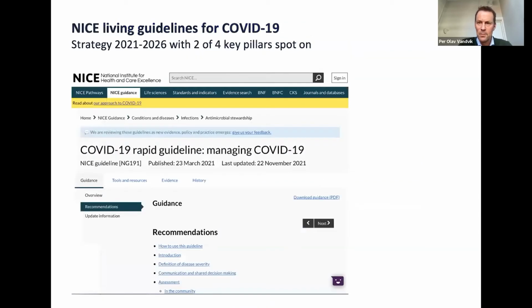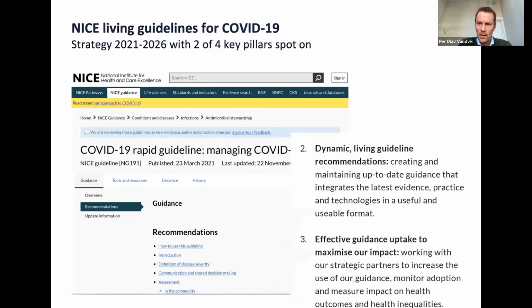This is the NICE portal exemplifying their new strategy for the next 5 years. I think they are really spot on. They will move to dynamic living guideline recommendations, but also then focus on impact. So I think this is where the field of guidelines is moving. And I think we made some great progress through the COVID-19 pandemic, but definitely remaining challenges that we can discuss in the remaining part of this webinar.